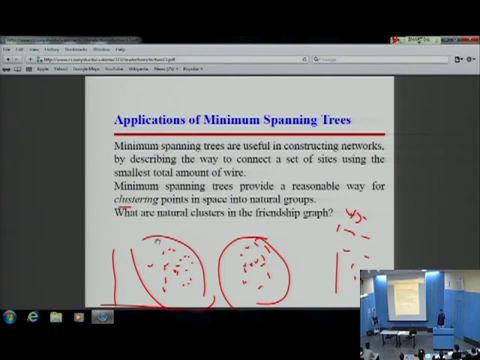Does everybody see what the problem is? This is a natural thing. How would you find a clustering of these points? Yeah? Say minimum spanning tree. What does the minimum spanning tree give you? What do you think the minimum spanning tree would look like? It probably has a lot of short edges there.